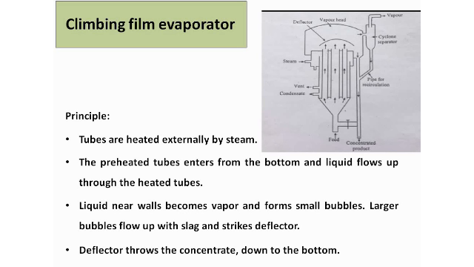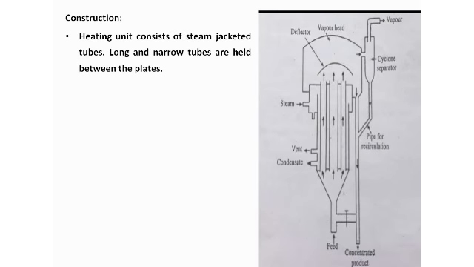So let's see the construction. In the construction, we have the heating unit. These are the heating unit. The heating unit consists of the steam jacketed tubes, as I have already told you, that will have the steam, right? Long and narrow tubes are held between the plates. Here you will have long tubes, and moreover these tubes are narrow. Next is the deflector. It is placed at the top of the vapor head. This is the deflector. The main purpose of the deflector is to deflect, meaning once it strikes here, it will again come down, right?